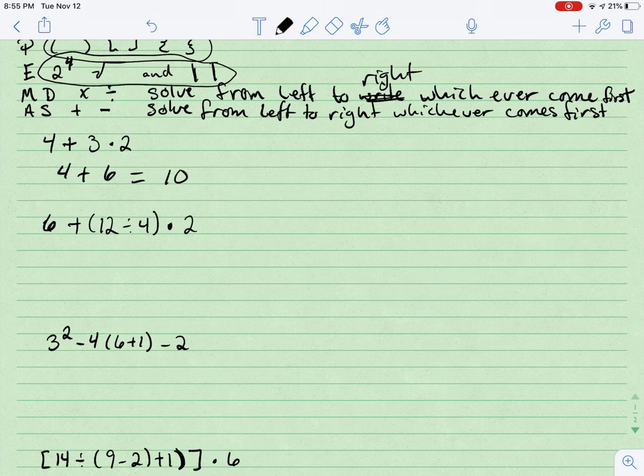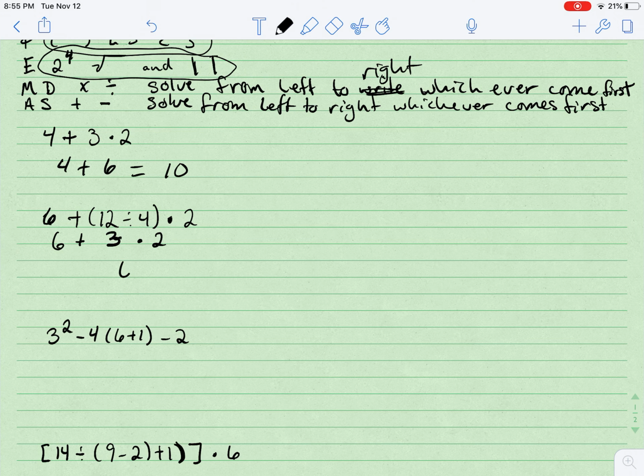Okay, next one. Parentheses is first, so 12 divided by 4. That is going to give us a 3. So now it is 6 plus 3 times 2. Multiplication first. 3 times 2 is 6. And then 6 plus 6 equals 12. So parentheses, multiplication, then we can do our addition.